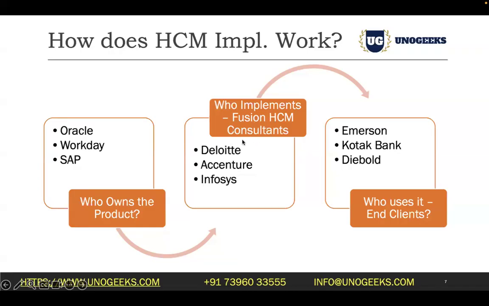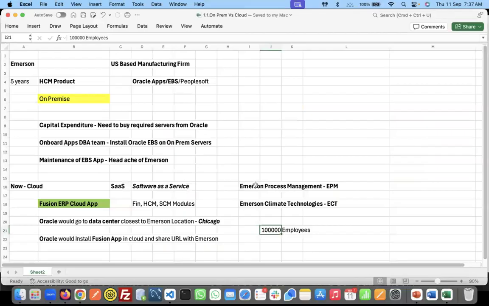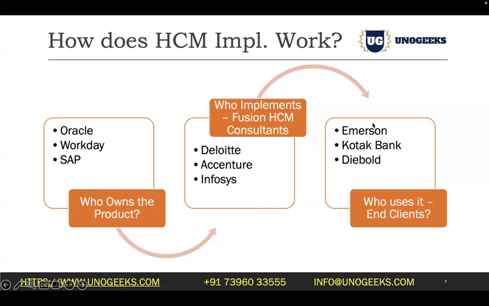Our job is to understand the requirements that Emerson has, like what companies to configure and what employees to load and so on. And we need to handle all of that. We need to basically implement Oracle HCM Cloud to the end clients as per their requirements. And that is exactly what we do as a Fusion HCM consultant working in the top consulting firms after the course is done. So on one side, you have a product owner, at the other end, you have end clients. But end clients cannot use the products right away or straight out of the box. Somebody has to implement it, and that is where consulting firms come in.